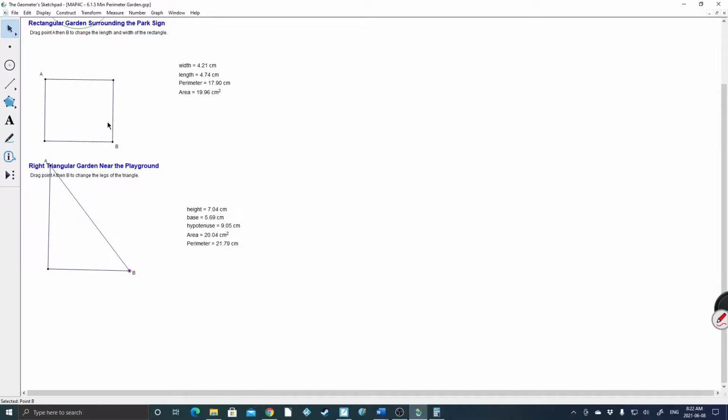Now, knowing that the optimal shape for a rectangle was a square, can you hypothesize what would be the optimal shape for a right angle triangle? What would be special about that right angle triangle? What's going to give us our minimum perimeter?